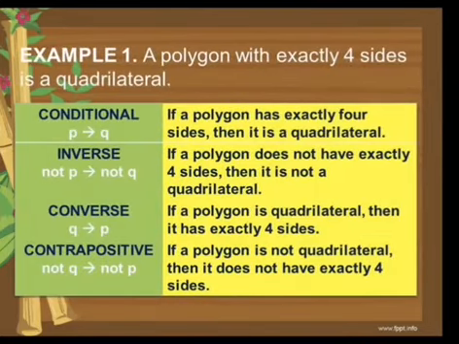Example number 1. A polygon with exactly 4 sides is a quadrilateral. The conditional of this statement says that if a polygon has exactly 4 sides, then it is a quadrilateral. Its inverse: if a polygon does not have exactly 4 sides, then it is not a quadrilateral. For the converse of the conditional, we have, if a polygon is a quadrilateral, then it has exactly 4 sides. Contrapositive, not q, not p.